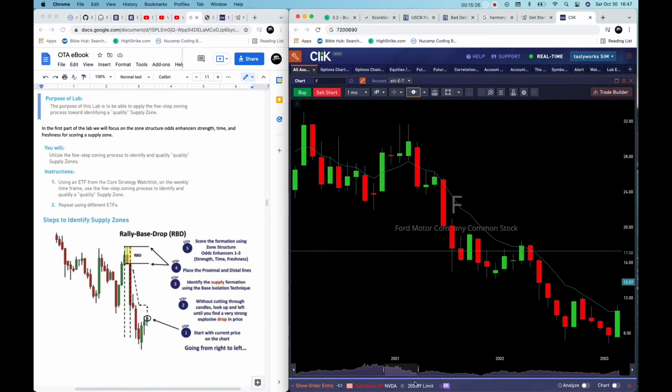You can figure that one out. All right, so above 2001 and below 2002, you should find two formations. Both supply formations are there.